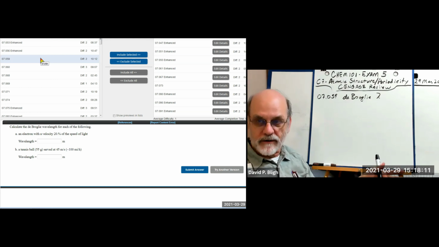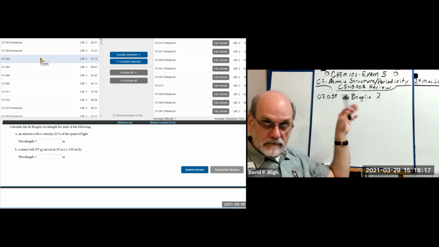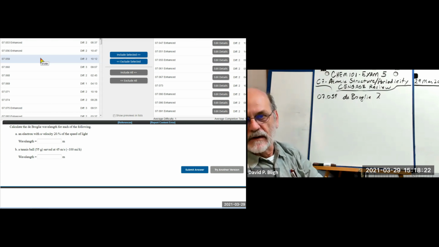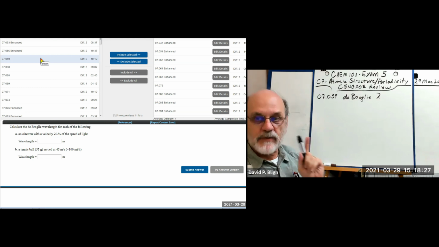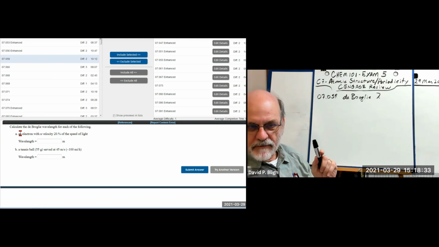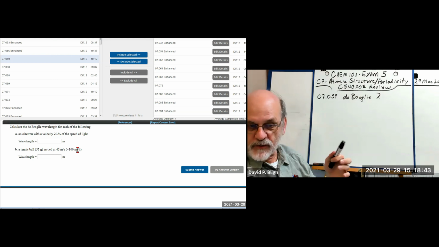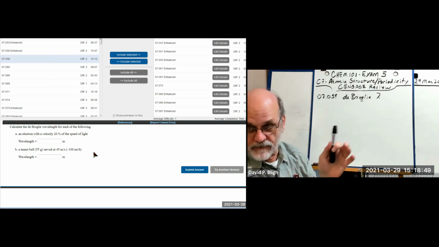Remember, Einstein equates mass to energy. De Broglie came before Einstein, and he equated mass to wavelength. But it can't be at rest. It has to be moving, right? So that's why this problem says it has to be moving at some velocity. In this case, it's 20% of the speed of light. A tennis ball, in this case, is moving at 45 meters per second. I want to calculate the wavelength for each one.